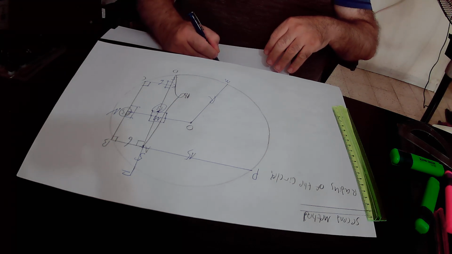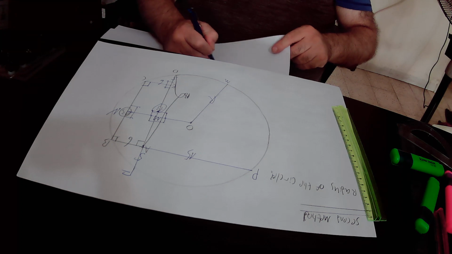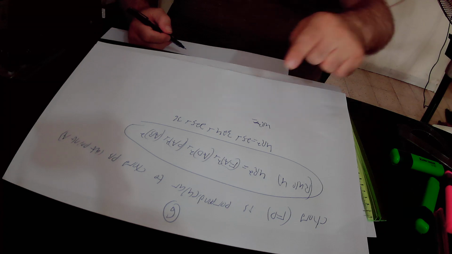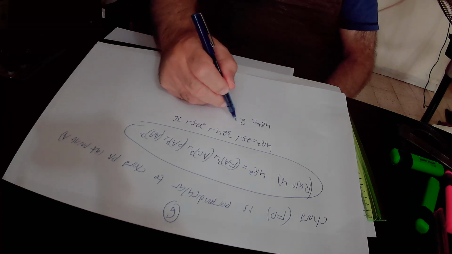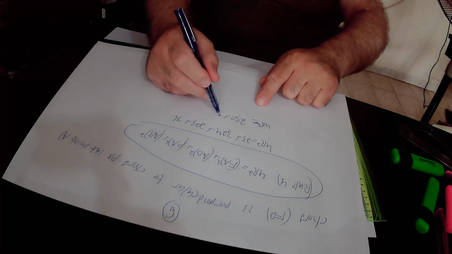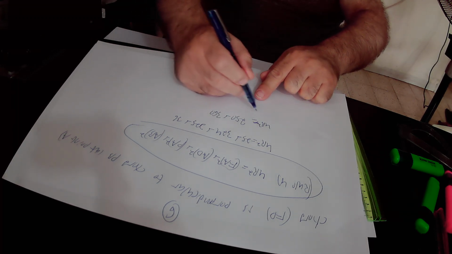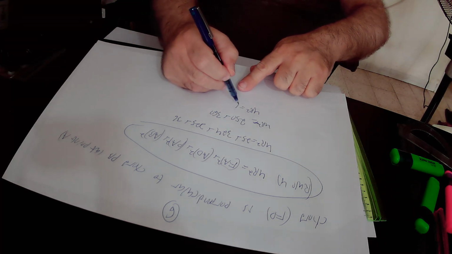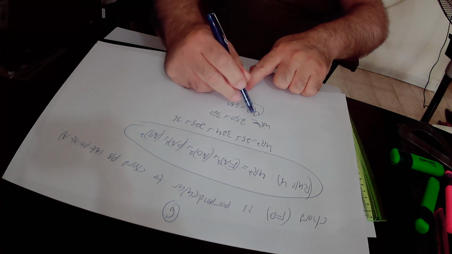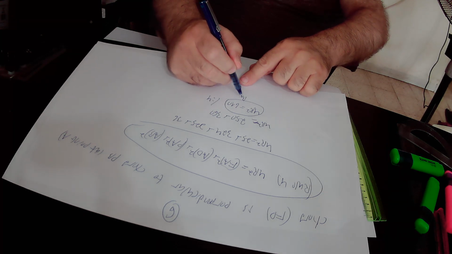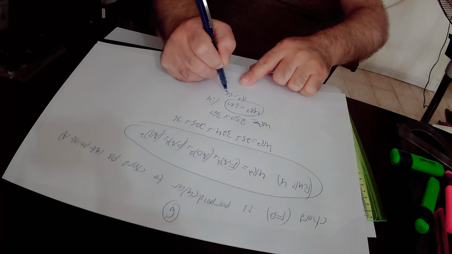In conclusion, we found out that 4R square, R is the radius of the circle, equals 25 plus 225 is 250, plus 324 plus 36 is 360. That is to say, 4R square equals 250 plus 360 is 610. So 4R squared equals 610, we divide this equation by 4 and we get that R squared equals 610 over 4.